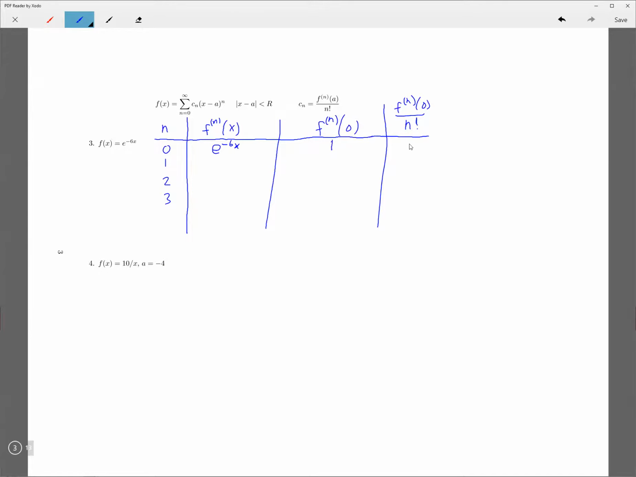Correct, you get 1. And so you have just 1 over 0 factorial, which is 1. Okay, so now the first derivative, you take the derivative of this, what do you get? You get -6. And then if you plug a 0 into here, you get -6. And you divide by 1 factorial, that's still going to be -6. But maybe we'll put that over 1 factorial. I'll put this over 0 factorial.